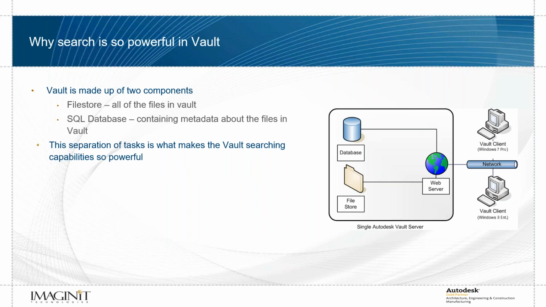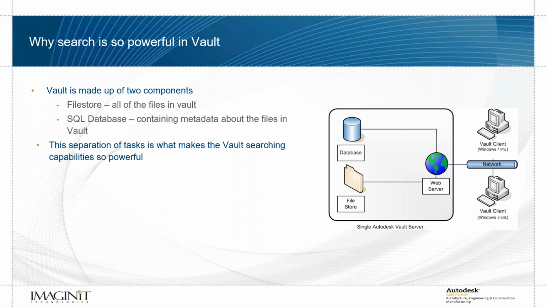And part of the reason is that Vault is really made up of two components. There's the file store, which is every single file that you have in Vault. If you used a Windows server in the past, it's really just a file store. It's just the files that are sitting there. What Vault does is it combines that file store with a database. And the database engine that's being used is SQL, and that contains all of the metadata about the files in the vault. So metadata is just data about data. It's really just that extended information that we can go look for, job number, part number, whatever it would be.